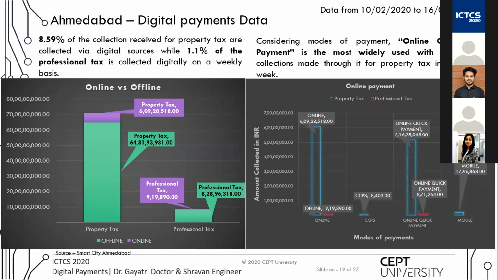When we look at online versus offline collection of property tax and professional tax for the second week of February, so this is just 1 week of data that I have here, almost 8.5% of property tax and 1.1% of professional tax were collected digitally. And when we look further into the breakup of the mediums used to pay taxes, the online quick payment gateway of the corporation's website and the mobile application were the most used at 84%.